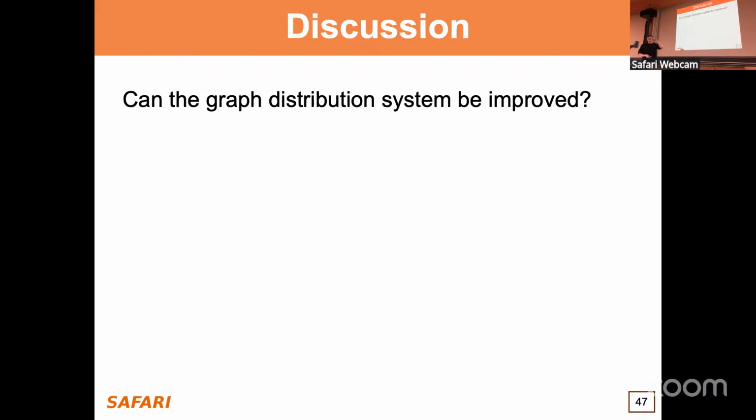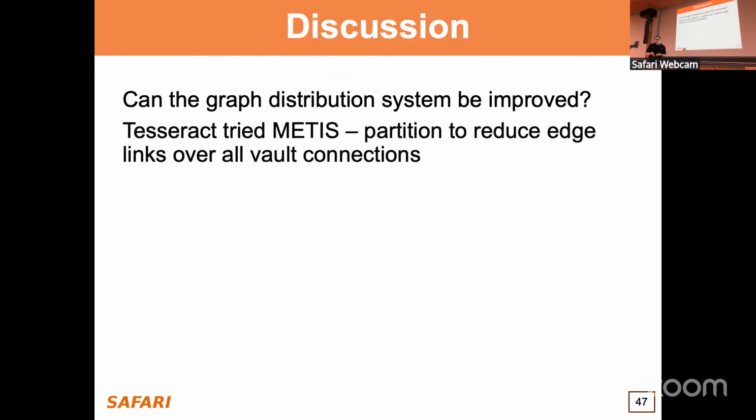Mm-hmm. So a big problem is that they had the message passing system, but of course, preferably you would not have to use it at all if all of the memory fetching would just be in the same vault. So Tesseract itself tried METIS, which is a graph partitioning process, which tries to reduce all of the edge links over every single vault connection. They did try this, however, they got little to no speedup at all. In some cases, it was even a negative speedup, and they completely ignored the overhead of employing METIS in this case.